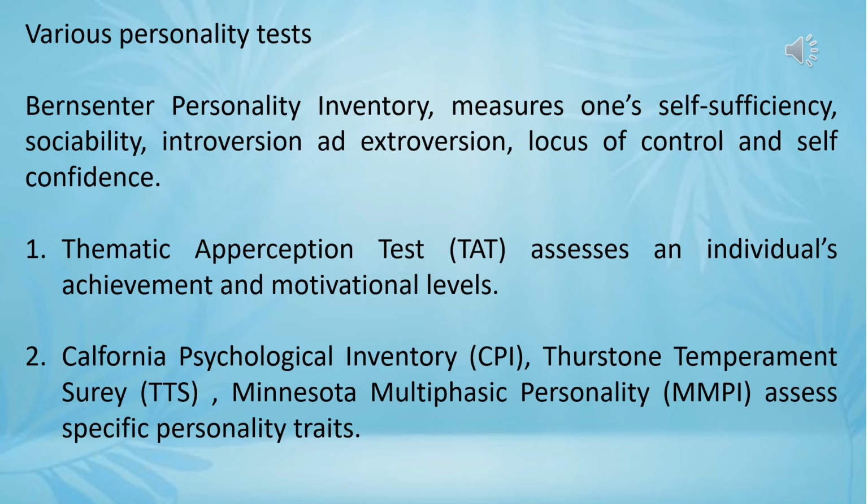Now we have CPI, TTS, and MMPI. California Psychological Inventory, that is CPI, Thurstone Temperament Survey (TTS), and Minnesota Multiphasic Personality Inventory (MMPI). These are additional personality assessment tools that aim to evaluate specific personality traits and dimensions.